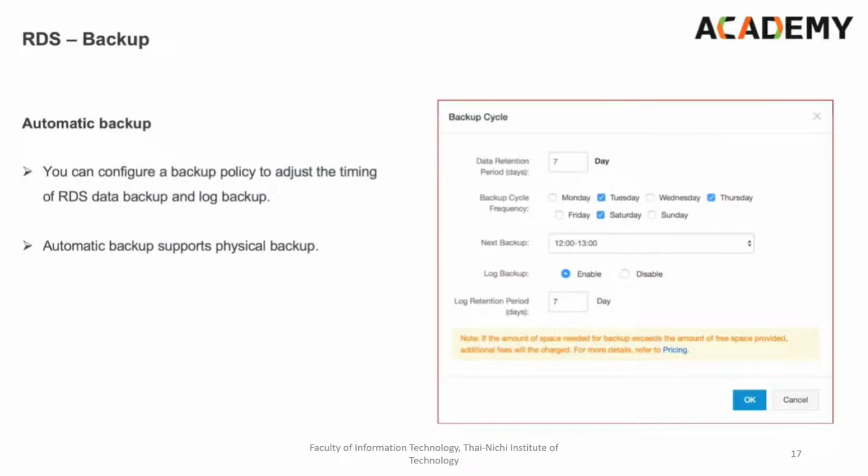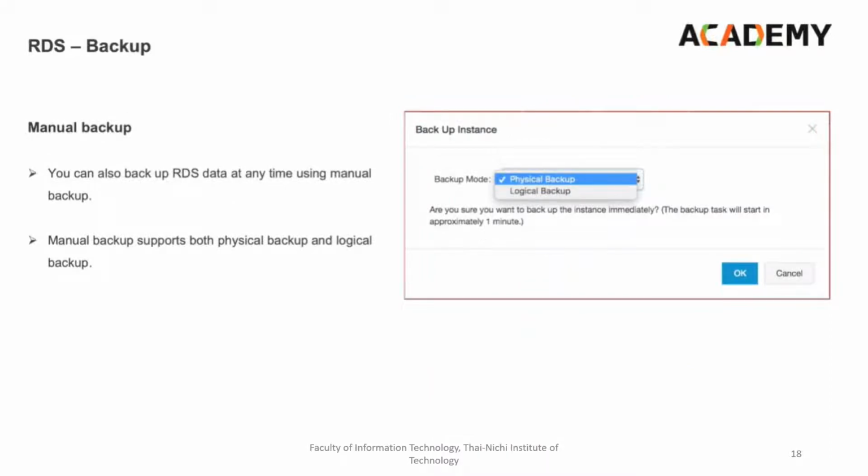It has an automatic backup. We can configure a backup policy to adjust the timing of the RDS data backup and log backup. The automatic backup supports a physical backup also. So here in physical backup, we can also back up the RDS data at any time. We can use a manual backup, and this manual backup can give physical backup as well as logical backup.